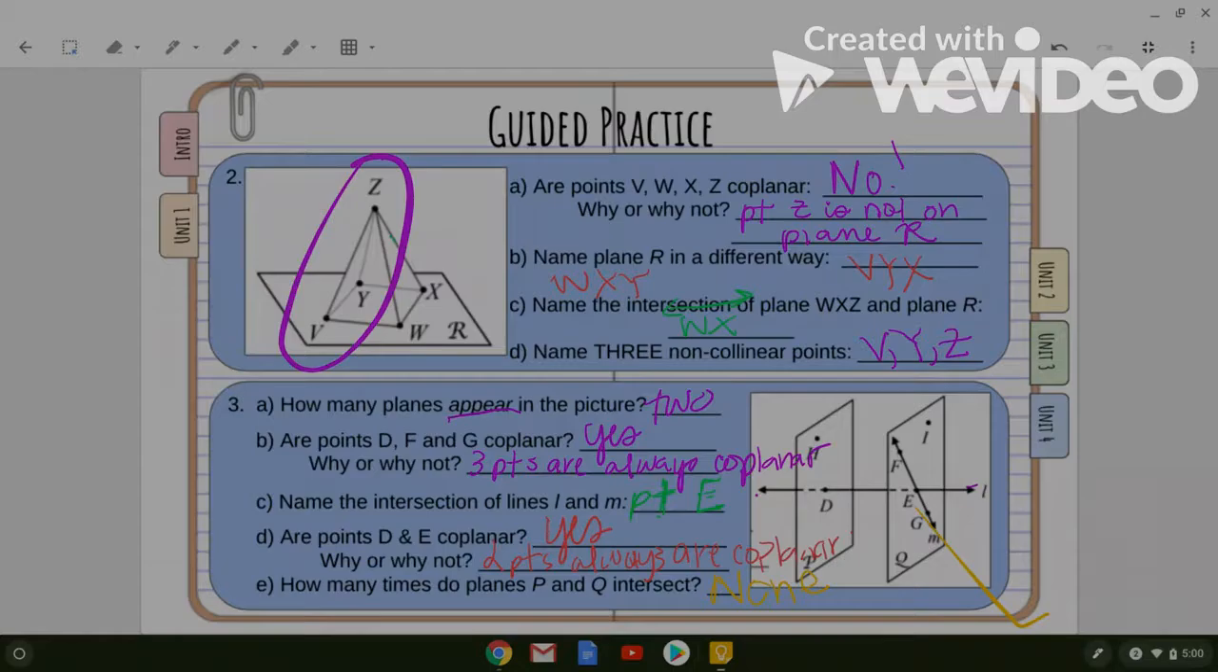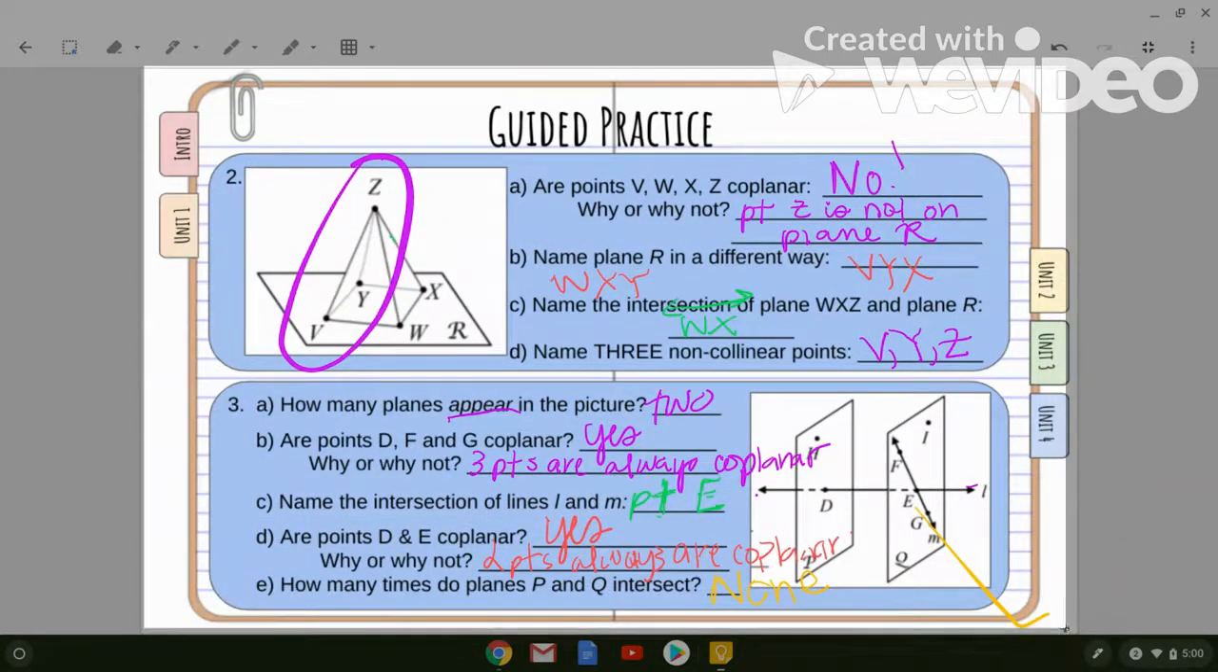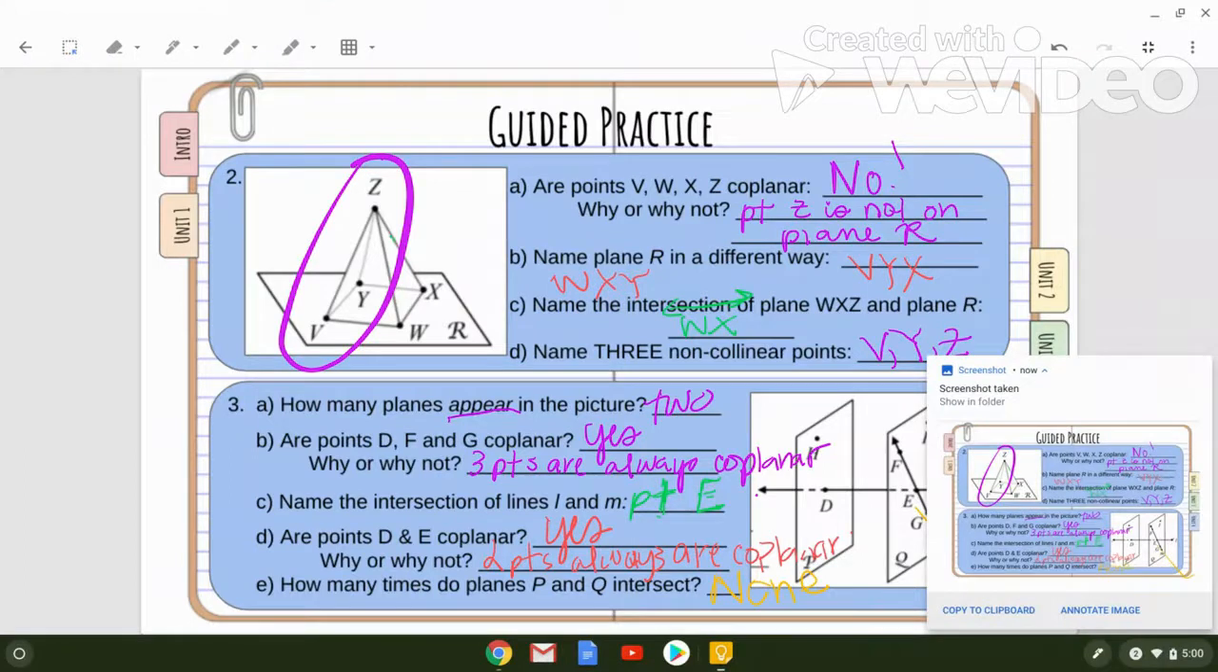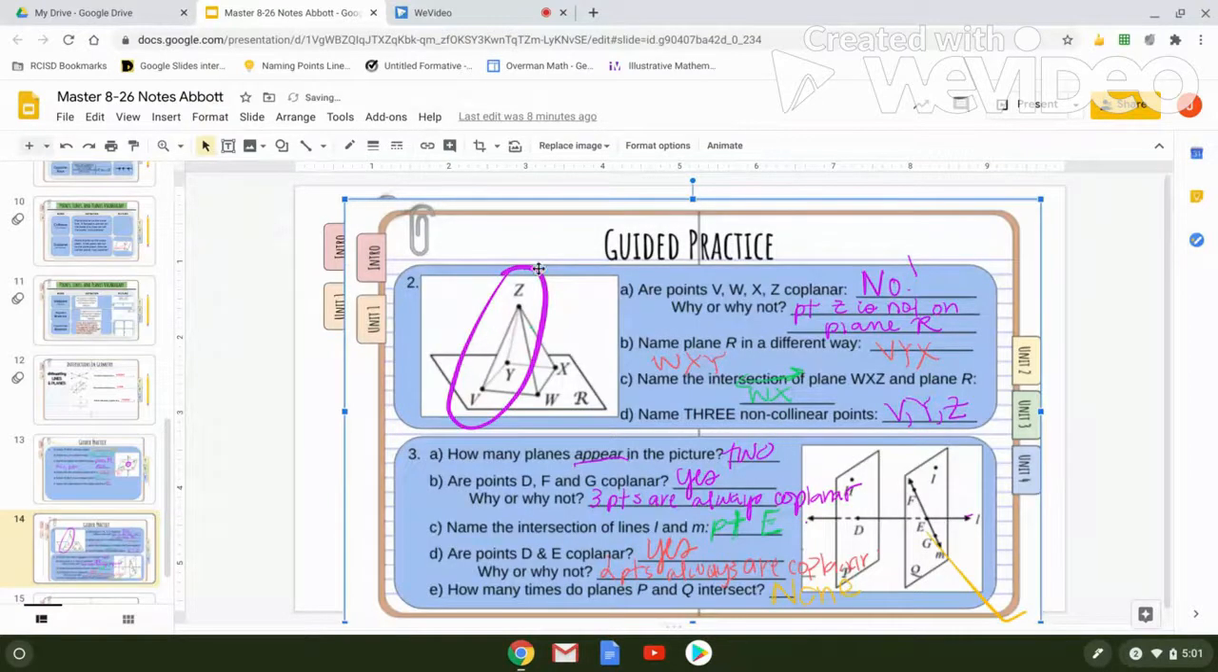Control Shift F4, we'll get this back into our notebook. We take a screenshot of the area that we want to take a picture of. Copy to clipboard, go back, and press Control V. And there we go, it's in our notes.